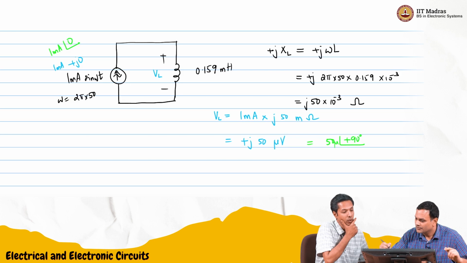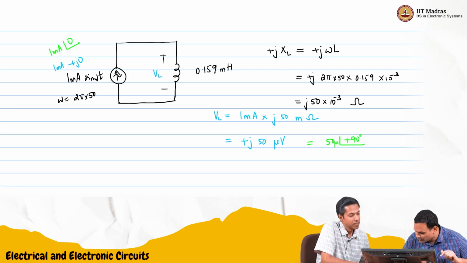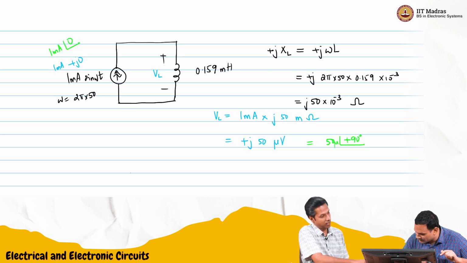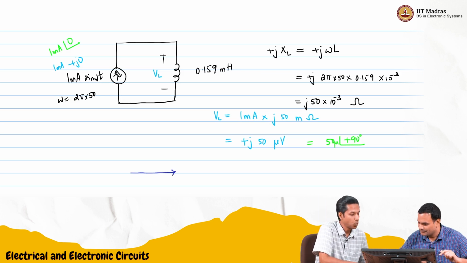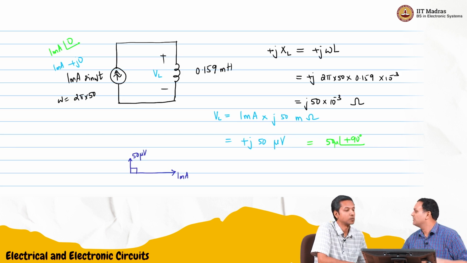We'll draw the phasor, just for the visualization. In this case, the reference is the current, 1 milliampere. And our voltage was leading by 90 degrees with 50 micro. I'll draw that a little bit short. 50 microvolts, and this is 90 degrees. Okay, that was again easy.